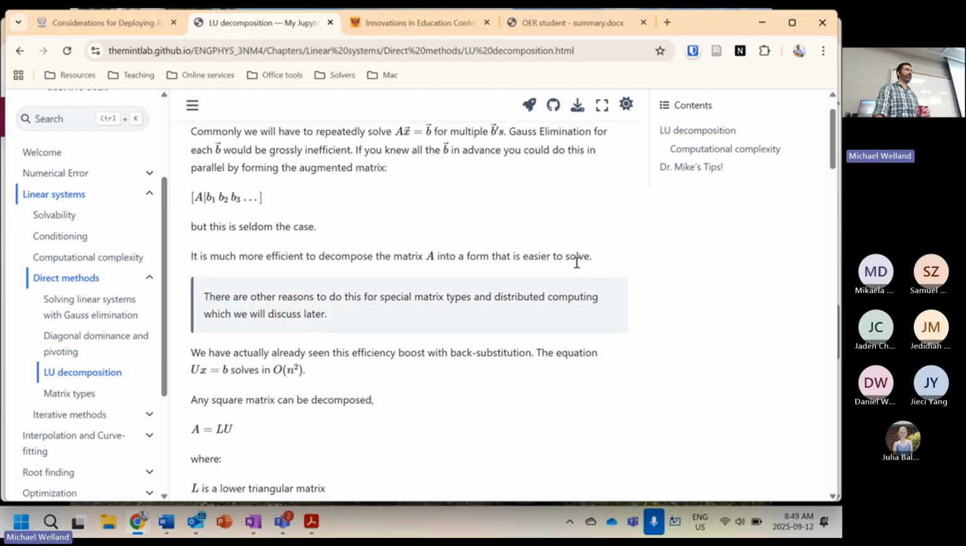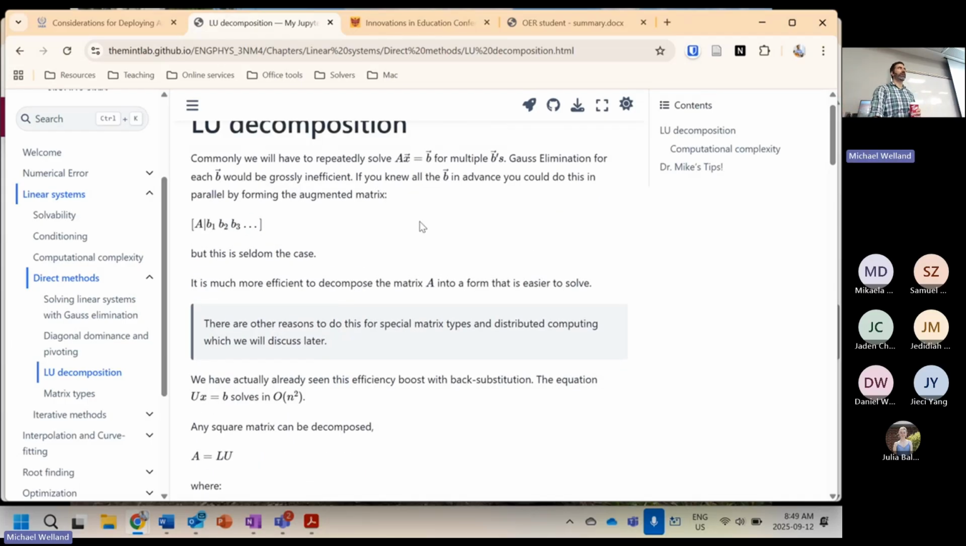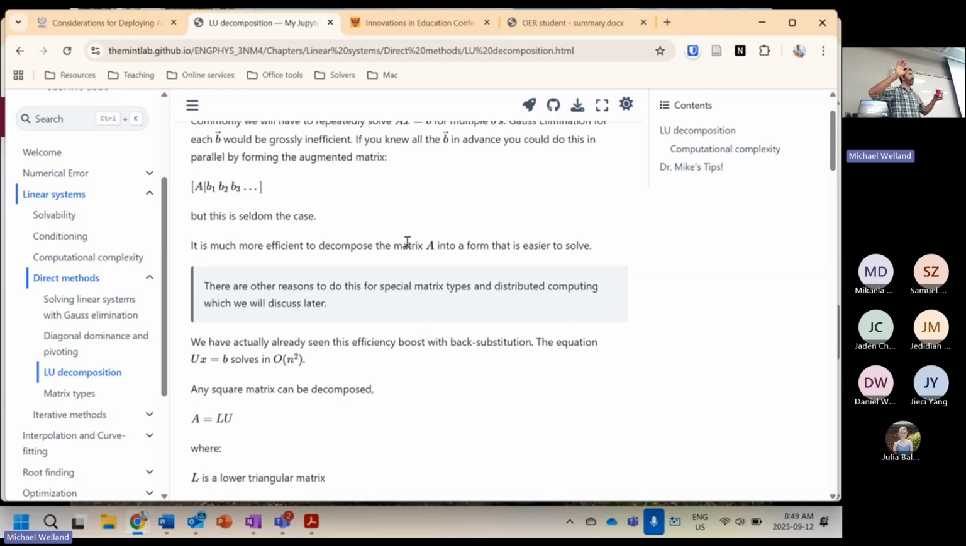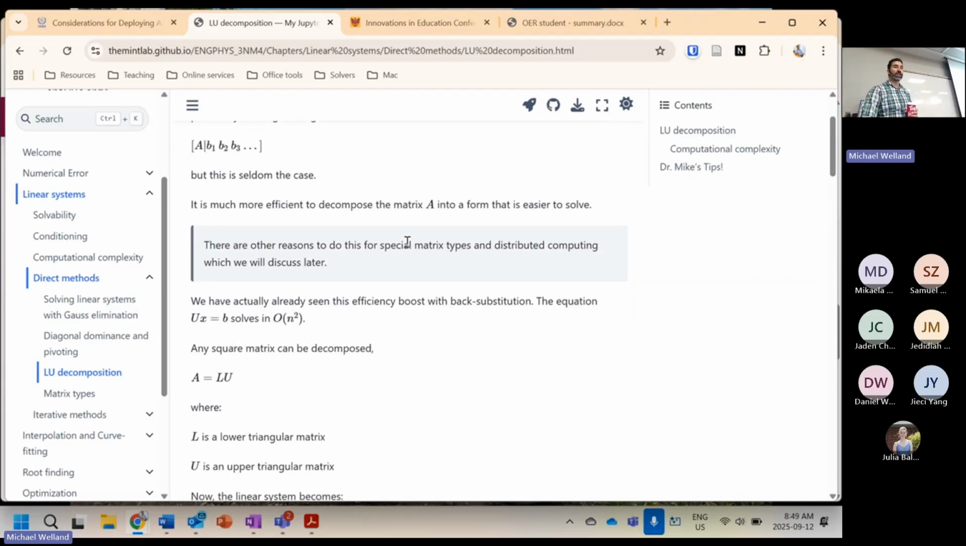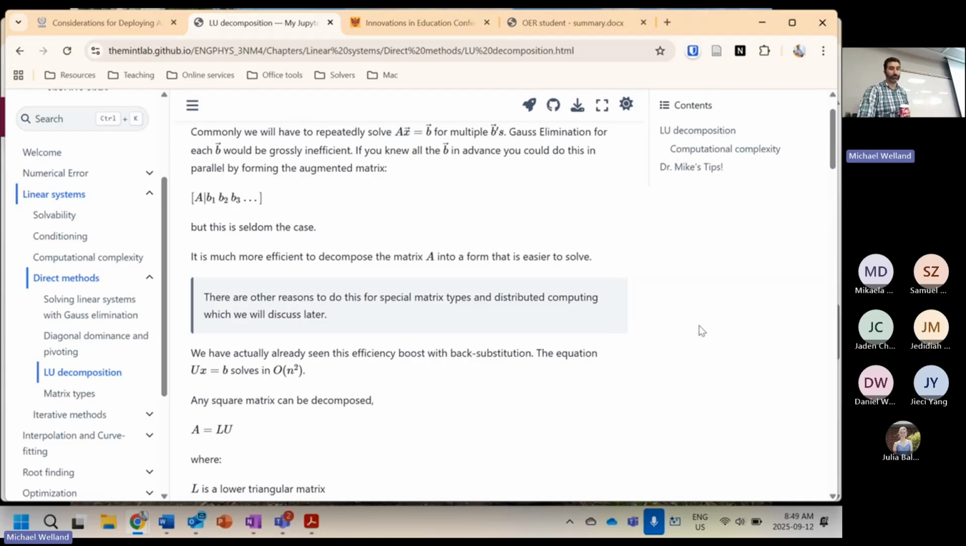Seldom are you going to get to the case where you know all your solution vectors at the same time. Typically, you're going to be doing some kind of iterative walk, and then you don't have the next solution vector until you've already solved the previous one. Okay. So what we want to do is make this solution process more efficient.